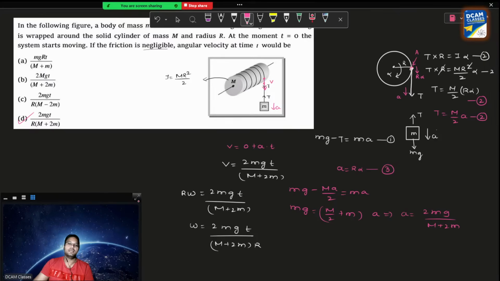Actually, if you ask me now, I would have directly eliminated these two options, because r was not there in the denominator.